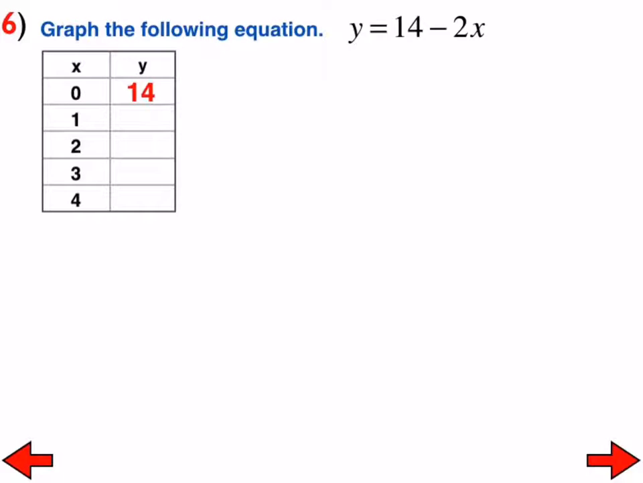Or we could see that there is a rate of change of negative 2. That's what the negative 2 is right there, that negative 2x. It's the unit rate. It's the numeric value of the unit rate. So we keep decreasing that value by 2. That's what that's all about.